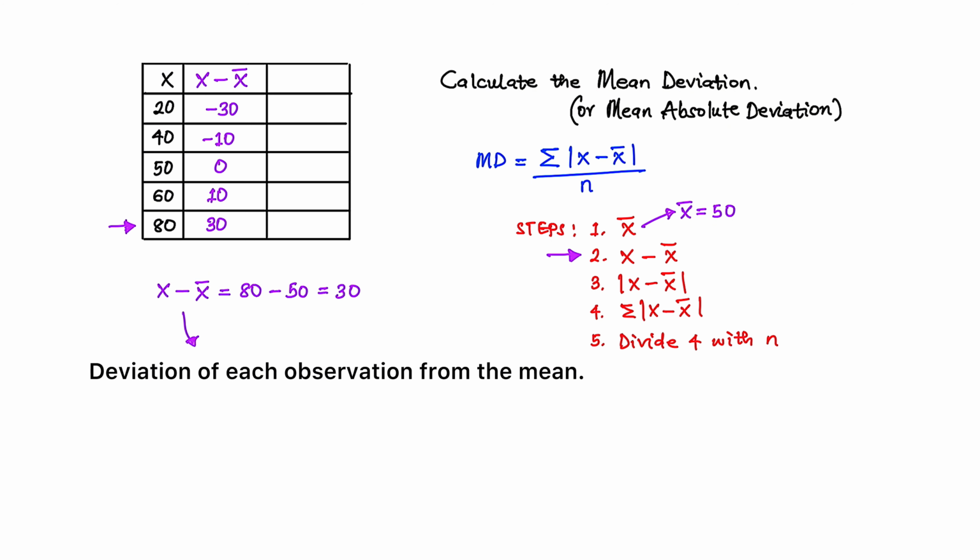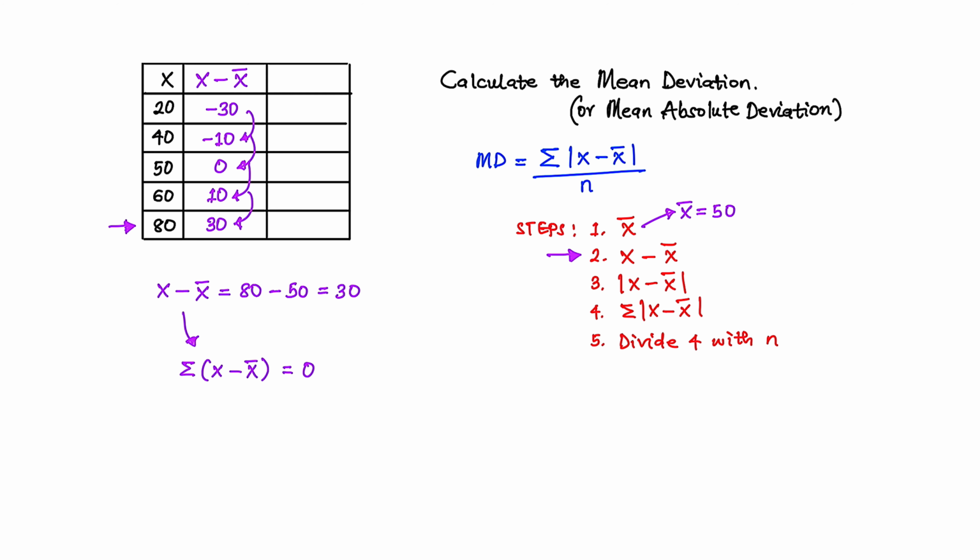And one way you can confirm if you have not made any mistake in your calculation is the sum of x minus x bar. That is, when you take the sum of this column here, so when you do minus 30 plus 10, then the answer you add it to 0, then the answer you add it to 10, then the answer you add it to 30, when you take the sum, it must always be equal to 0. So the sum of the deviation of each data from the mean must always be equal to 0.